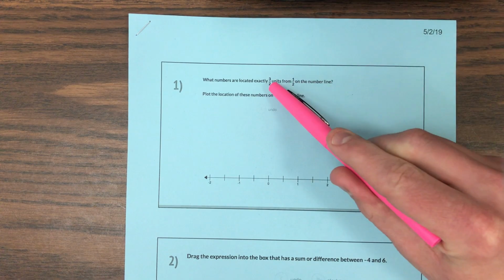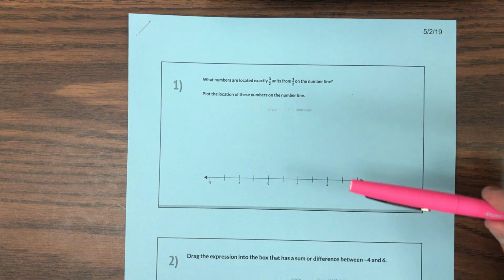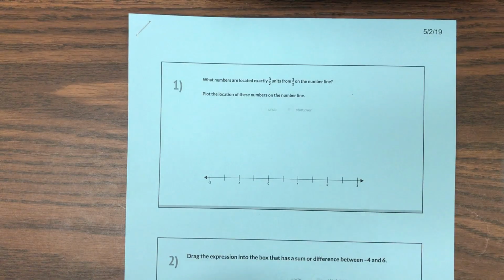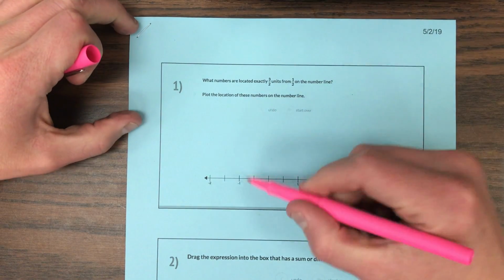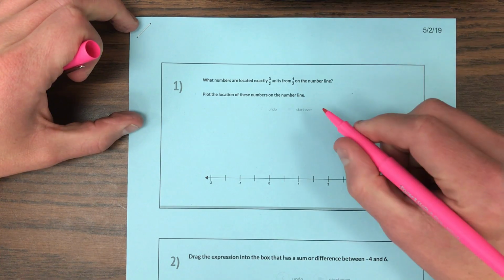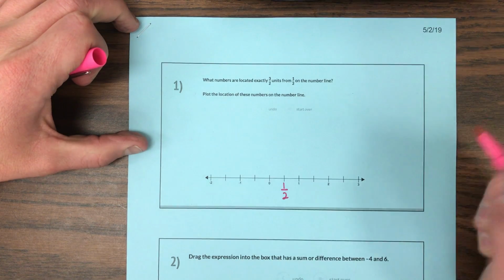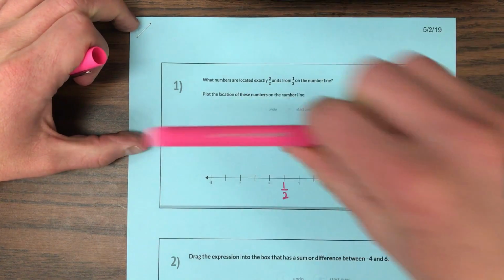So there's two numbers that are 3/2 away from 1/2. There's going to be one to the right and one to the left, and we just got to figure out what both those numbers are. And if you're taking this on the computer, you would just click on the number line, but since we have it on paper, let's see here. So this is going to be 1/2 right here, and we just have to figure out what's 3/2 that way and what's 3/2 that way.